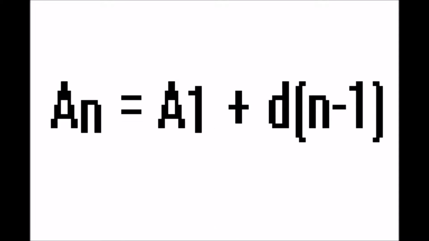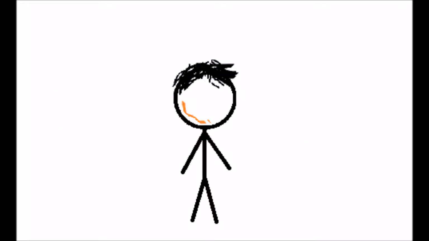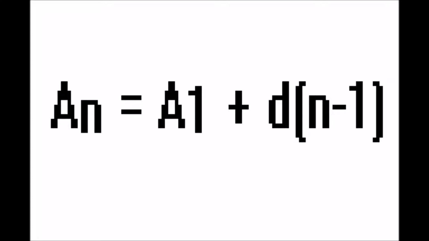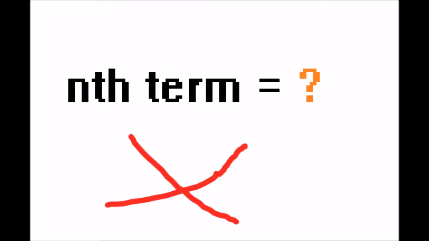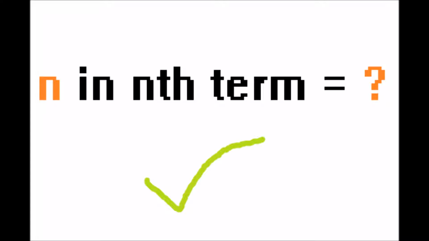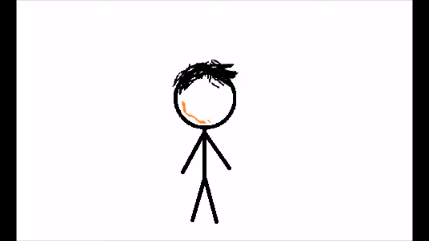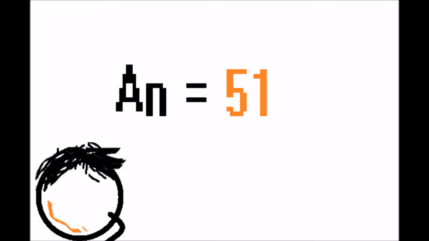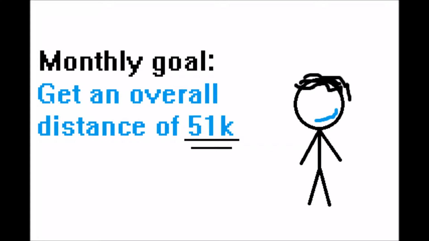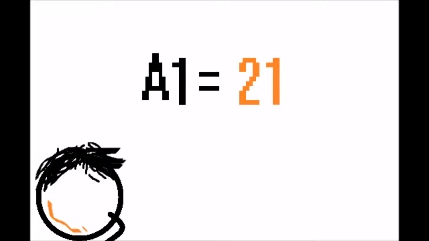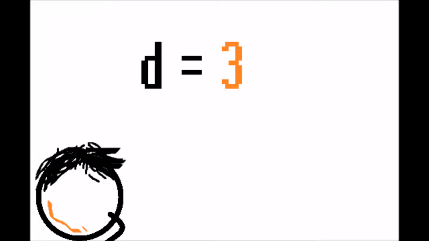To do that, all we need is to follow this equation right here. If you can't remember what I just said a few minutes ago, this is the equation we used in solving the nth term. But we are not looking for what the nth term is. We are looking for what n in the word nth term is. To do that, we replace the nth term of the equation with 51, since this is what the nth term is, replace a1 with the first term of our sequence, 21, and replace d with 3.